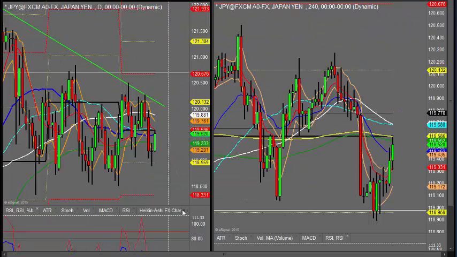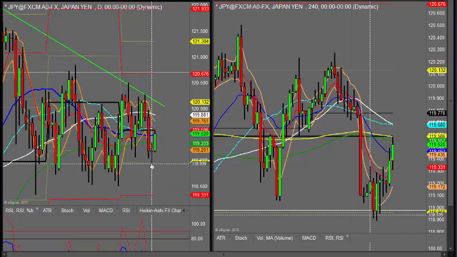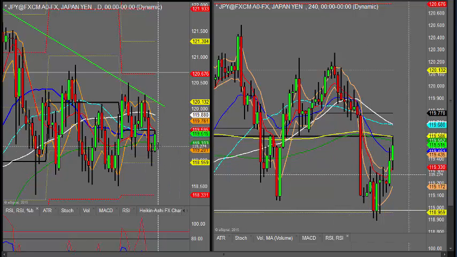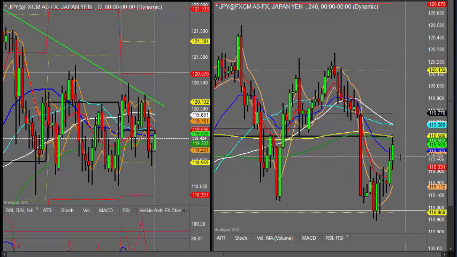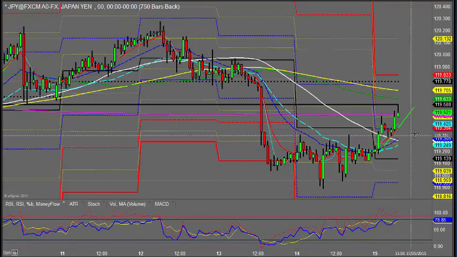Okay, dollar yen. So it's chopped again. It found some sort of support before, in the areas I thought it might, and it's bounced back, but back into a 4-hourly 200. We'll see how this holds. It's very flat, so it may just have a partial reaction and then continue.